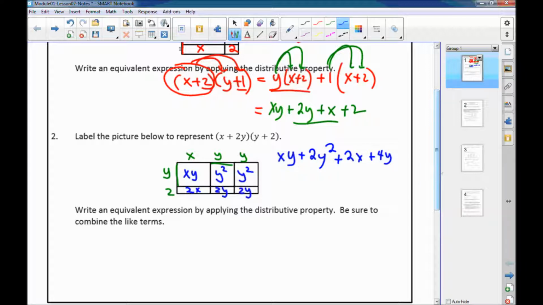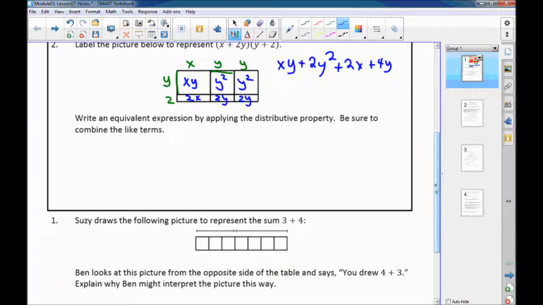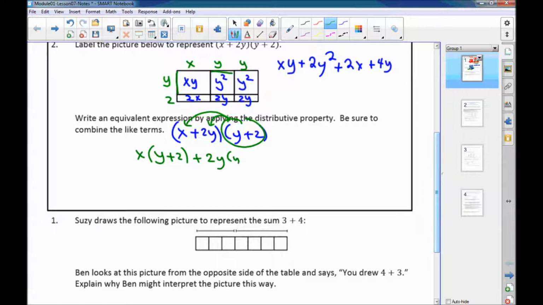All right. Now we're asked to do the same thing as above, which is to write an equivalent expression using the distributive property. So we have x plus 2y times y plus 2. So I'm going to do the distributive property, and this time I'm going to do it in reverse. So I'm going to take the y plus 2 and I'm going to distribute it to both of those. All right, so I'm going to say y plus 2 times x and 2y times y plus 2. So y plus 2 times 2y.